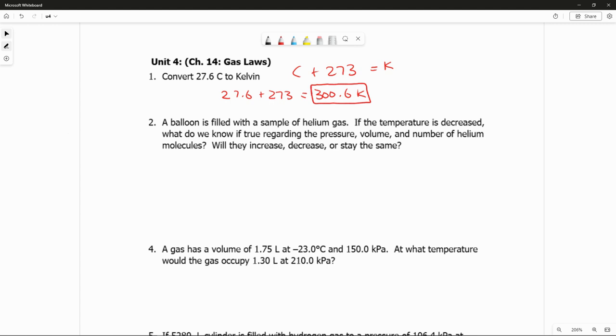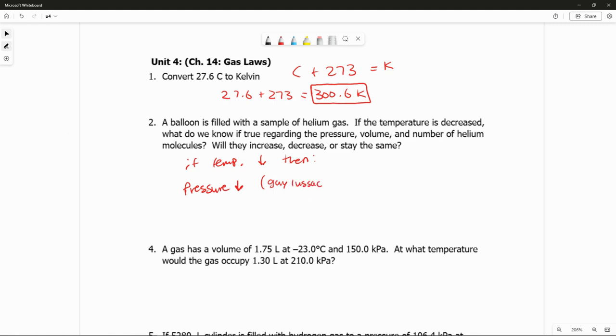Number 2. A balloon is filled with a sample of helium gas. If the temperature is decreased, what do we know is true regarding the pressure, volume, and number of helium molecules? The question is worded terribly. So if temperature goes down, then pressure will also go down according to Gay-Lussac's law.